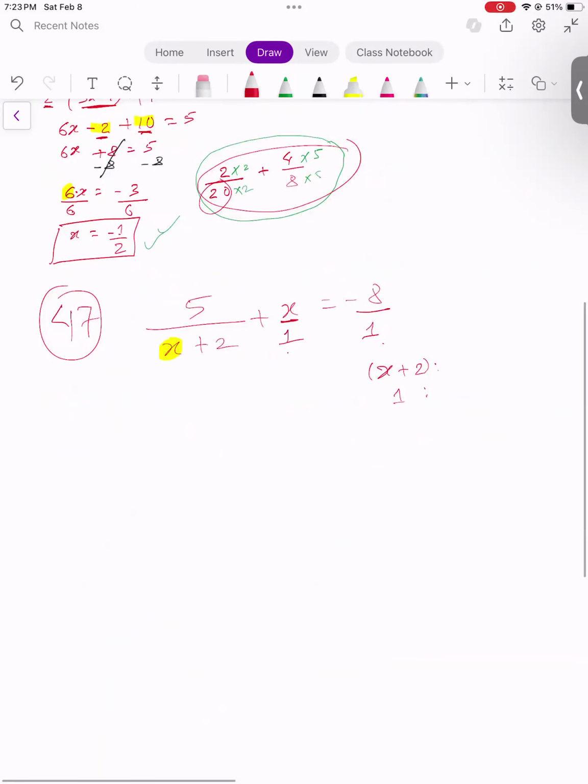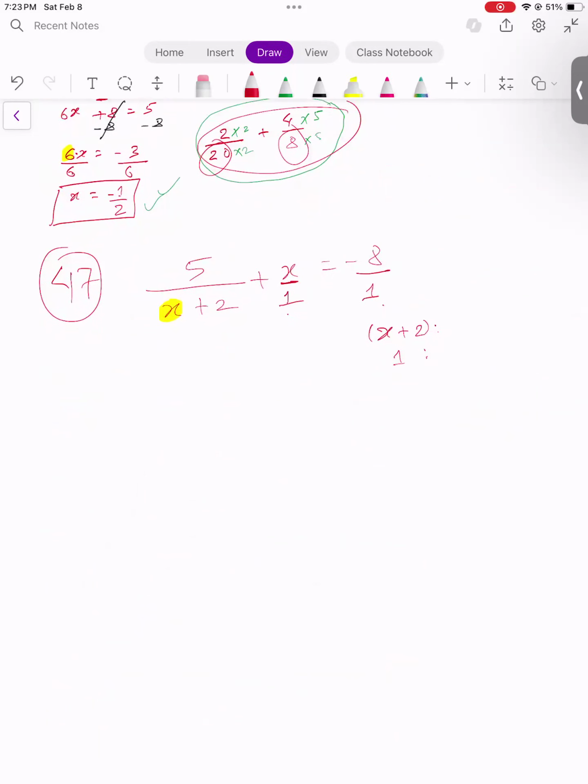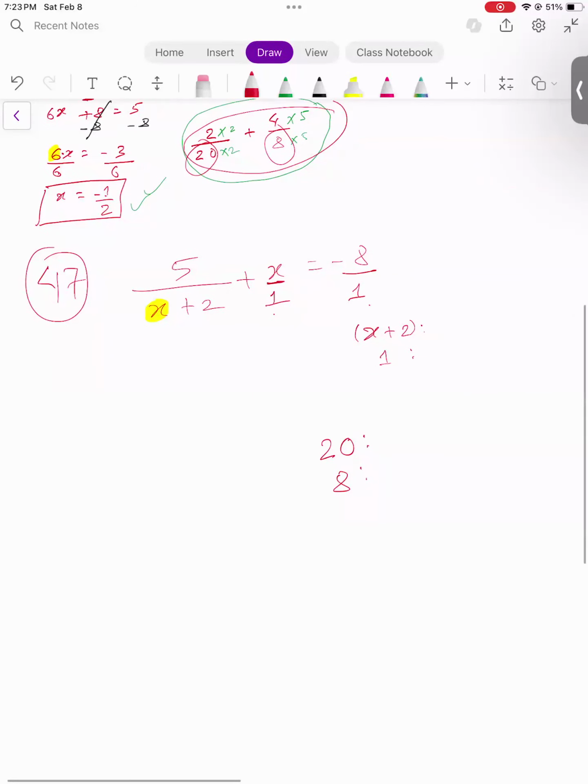So let me start with this 20 and 8. It's an easy number, so we know it's 40, but let's see how we find that. We have a 20 denominator and an 8 denominator. In order to find the common denominator, you take each denominator and write it in product form. Since this is a number, we look for the prime factors. So how can we rewrite 20 as a product of prime numbers?